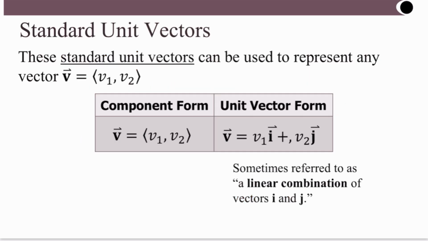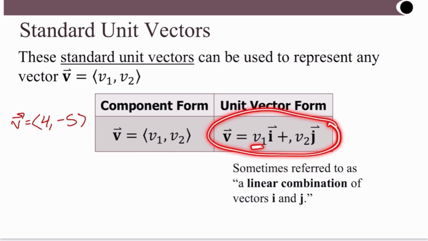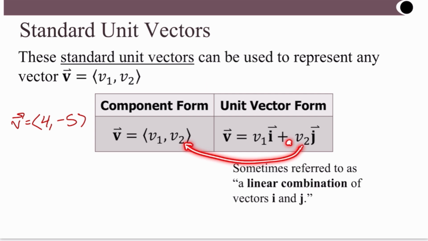Okay, so I already said that these standard unit vectors can be used to represent any vector that's written in component form. So for example, let's say that I have vector v that has component form ⟨4, -5⟩. This is showing you that unit vector form is v sub 1, which is the x component of the vector, times vector i, plus v sub 2 times the standard vector j. So if I go back to this ⟨4, -5⟩, I could write this as vector v equals 4 times vector i minus 5 times vector j.